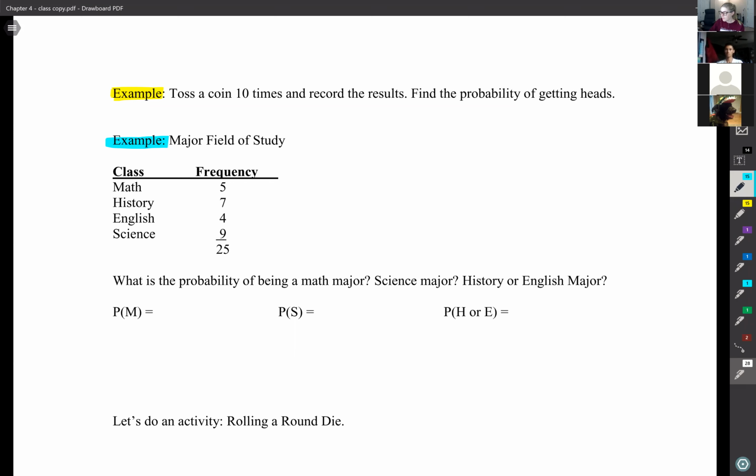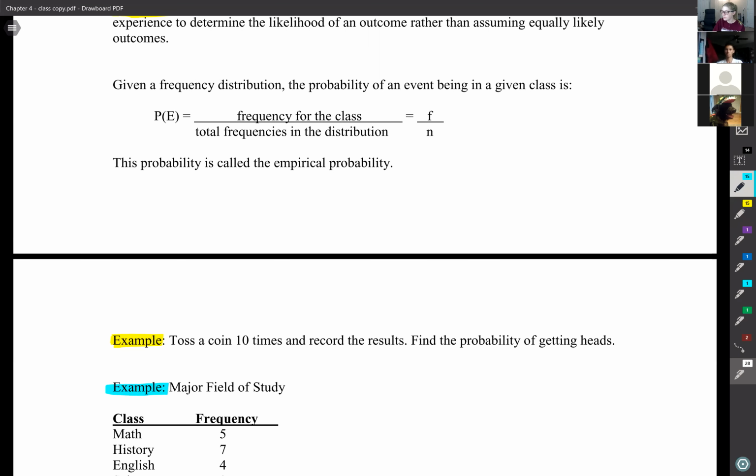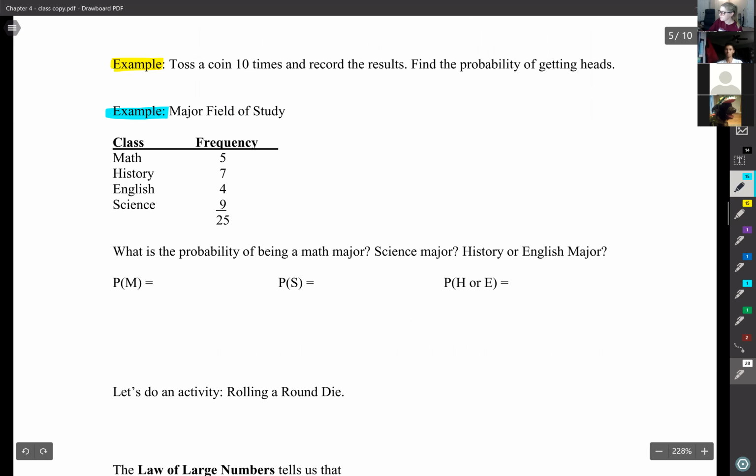So if I want the probability of being a math major, that's going to be written as P of M. My empirical probability tells me that this is equal to the frequency for that class over the total frequencies in the distribution. The frequency for the class being math, there's 5 people there, so this is going to be 5. And my denominator is just the total number of frequencies, which is 25. So this is 5 over 25, which reduces to 1/5.